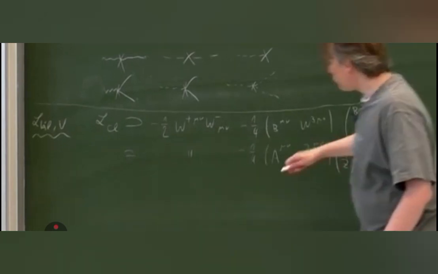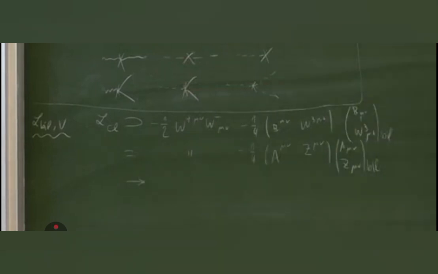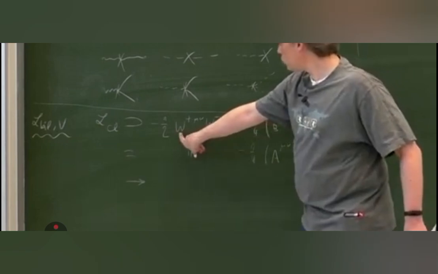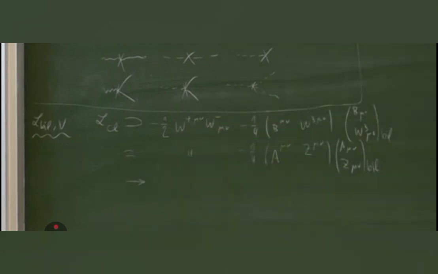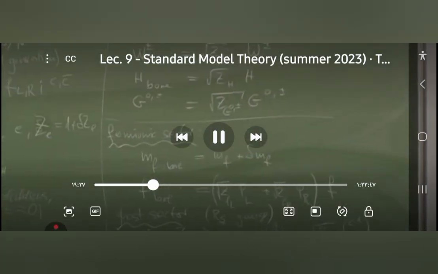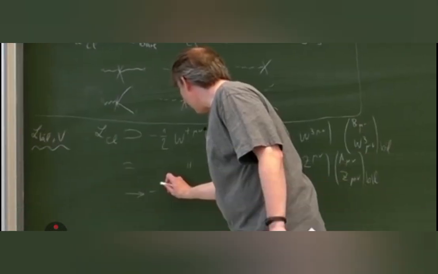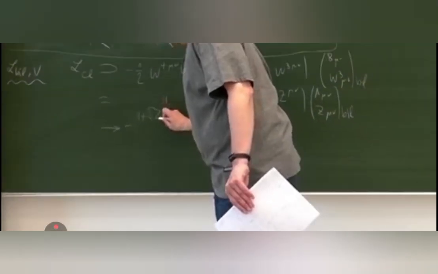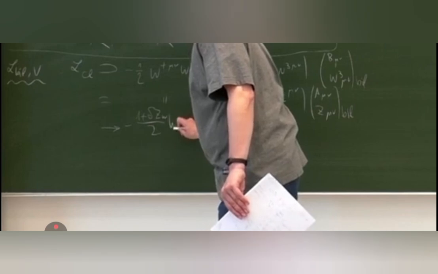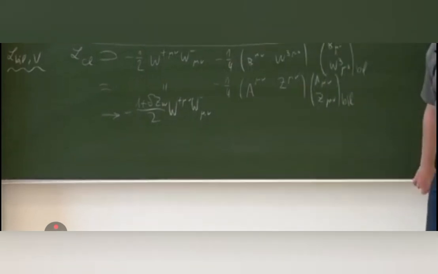At this point we apply our renormalization transformation. And what does our renormalization transformation do to this Lagrangian? We would replace the W plus W minus by its bare version, which is square root of ZW times itself. So here we get a factor ZW in the front. And we already write that as 1 plus delta ZW over 2 times W plus mu nu, W minus mu nu. Okay, and then this is how the renormalization transformation works for that sector.